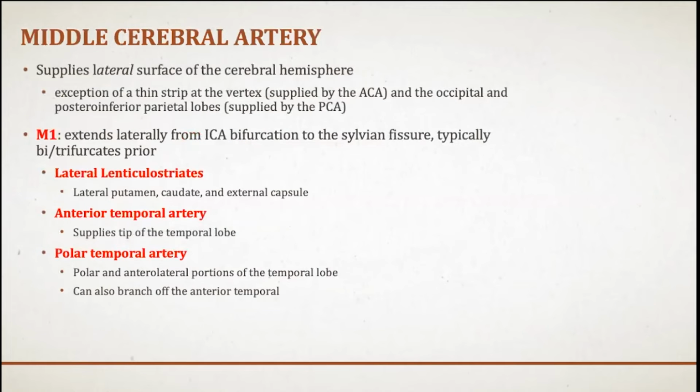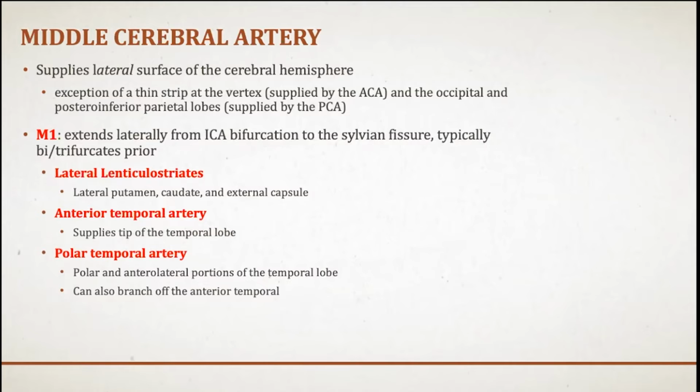Now we go to the middle cerebral artery, and this supplies the lateral surface. We said that the ACA supplies the medial surface of the cerebral hemisphere. The MCA supplies the lateral surface of the cerebral hemisphere. There's a thin strip at the vertex, like I said, that's supplied by the ACA. And then you have the occipital and posterior inferior parietal lobes, which are supplied by the PCA.